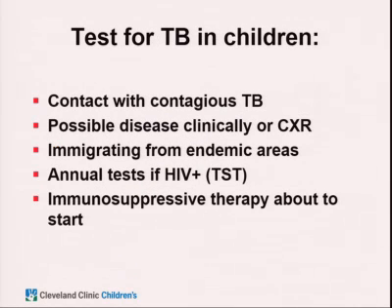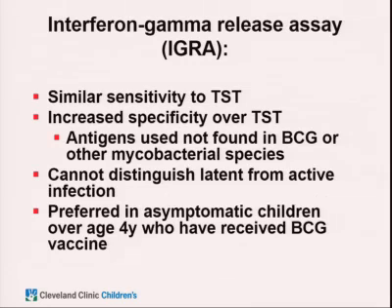So testing for tuberculosis in children. So what children need to be tested with either a skin test or a blood test for TB? Certainly any child who has had a contact with a contagious tuberculosis case, any child who's suspected clinically or has a radiograph which is suspicious for TB, certainly immigrants from endemic areas. If somebody is HIV positive, they actually need a TB test yearly, and anyone about to start immunosuppressive therapy for anything such as inflammatory bowel disease or rheumatoid arthritis.